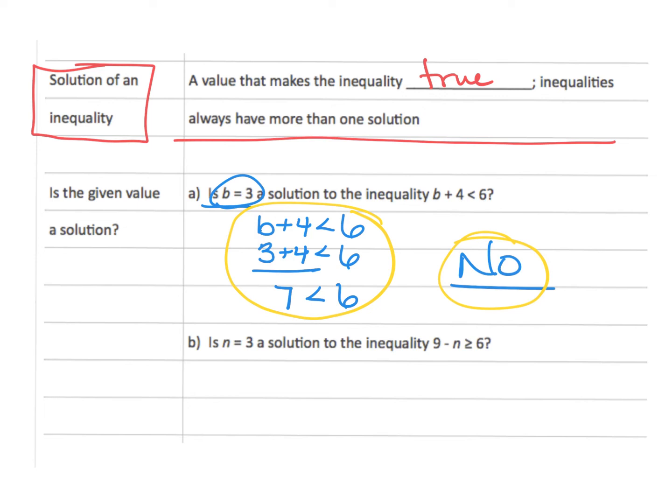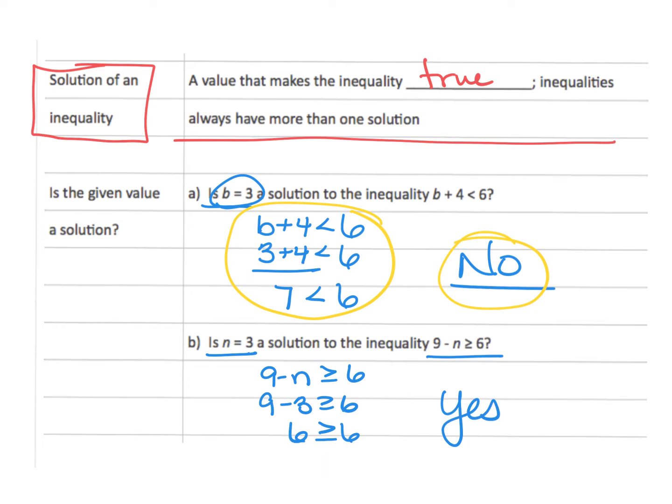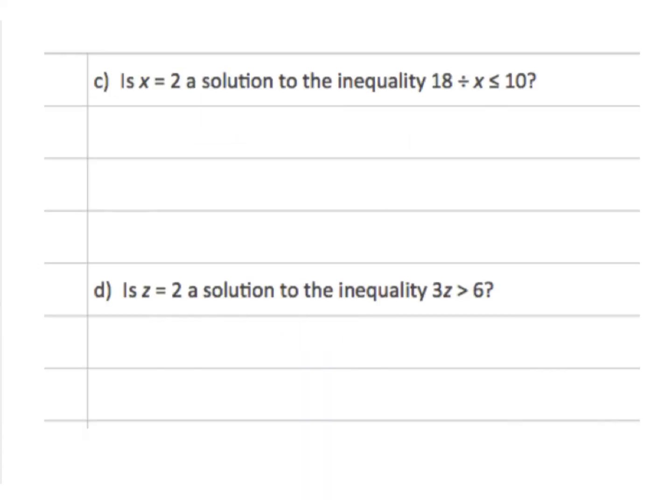So let's try it again. Letter B. Is n equals 3 a solution to 9 minus n is greater than or equal to 6? So 9 minus n greater than or equal to 6. I'm going to plug in 3. What's 9 minus 3? That's 6. Is 6 greater than or equal to 6? Yes, that equal sign means that it is equal to. You can pause the video and try these two on your own. Otherwise, we can do them together.